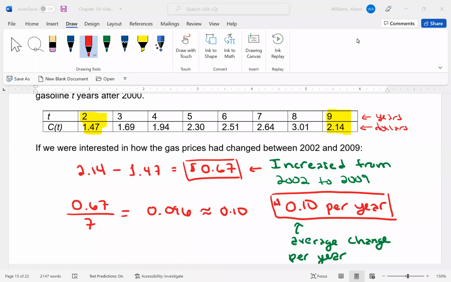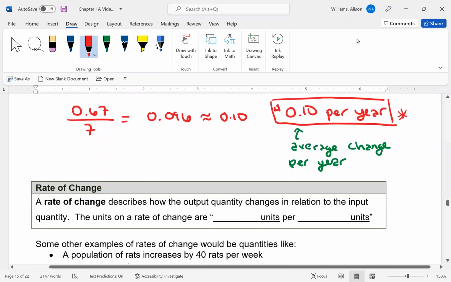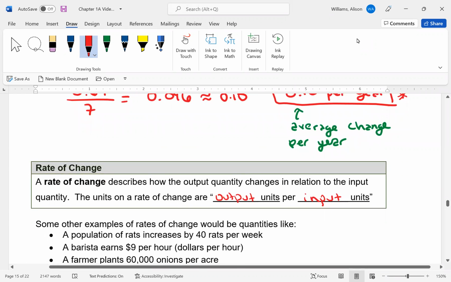which is why when I wrote this answer down here for the average change, I wrote the dollars first per year. So it's the output measurement per input measurement. So that's what that was saying right there.